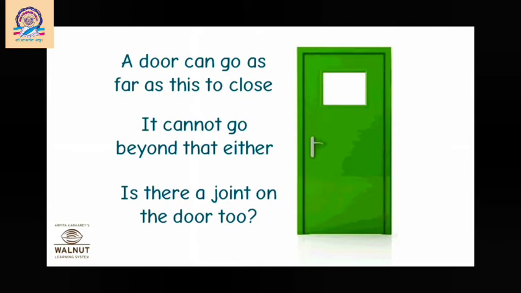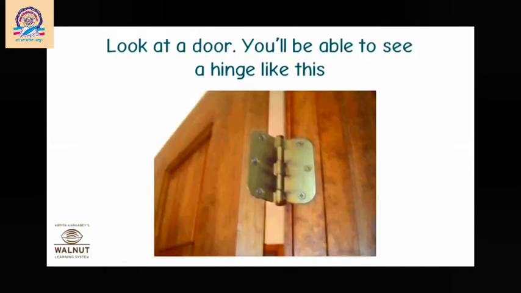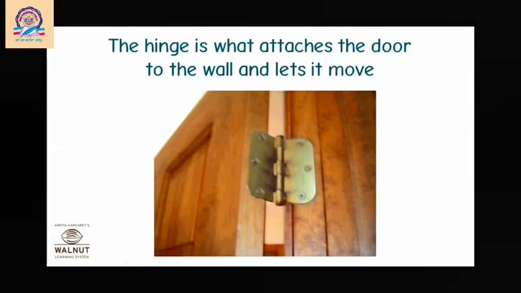Is there a joint on the door? Yes. What is that joint? It's nothing but the hinge. Isn't it, Bacha Party? Look at a door and you will be able to see a hinge like this. In every door you will find this type of hinge. Even in old windows the hinges are present. Here the function of hinges is what? It attaches the door and the wall and lets it move. They allow the rotation, opening and closing of the door.